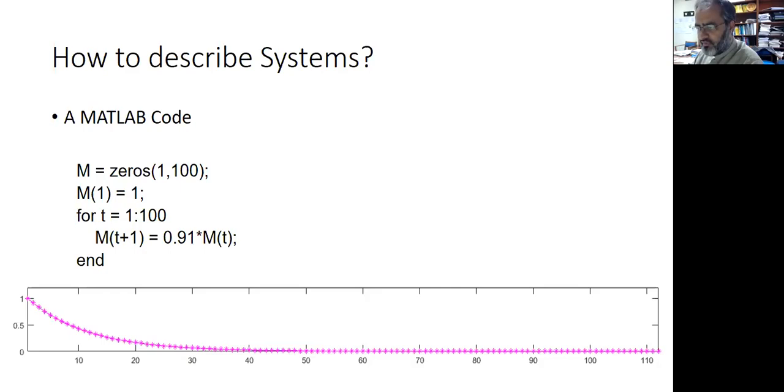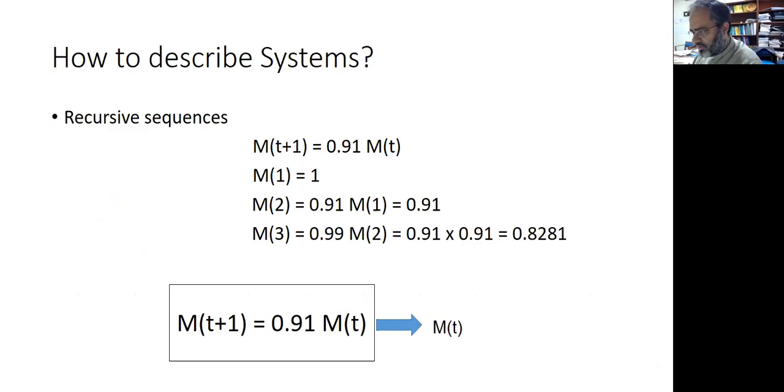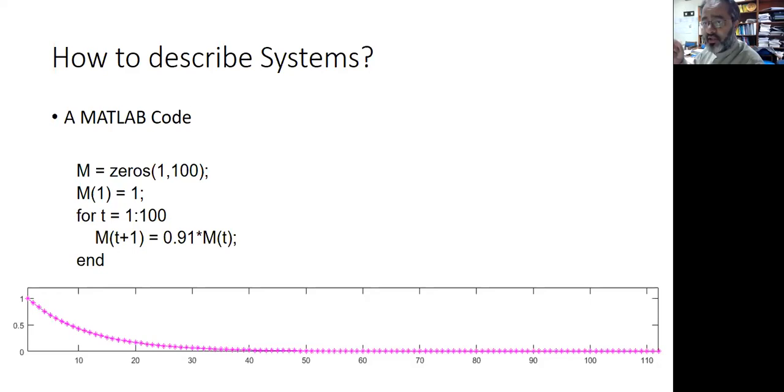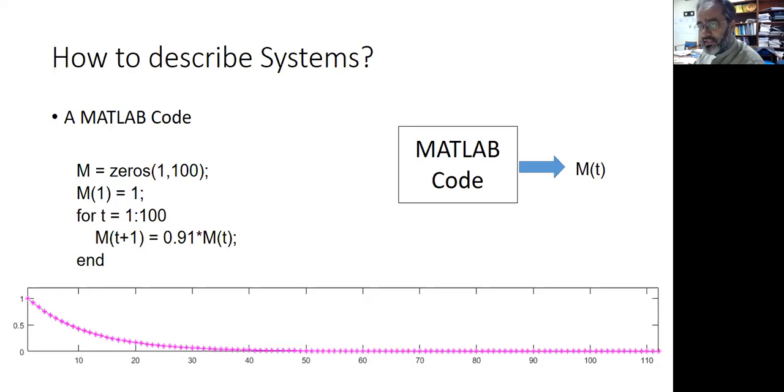So instead of giving you the sequence of numbers, which was, if I can recall, what was that? Yeah, so 1 and 0.91 and 0.8281 and so on, I can actually just give you this piece of code. And that piece of code is equivalent to giving that long sequence of numbers. And that's one and the same thing. But now actually we have an explanation of where those numbers are coming from. So we will go one step ahead. And we'll say, well, this very MATLAB code, these few lines of code, they are the system. And once again, this is a profound statement.